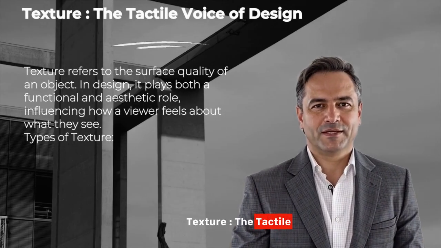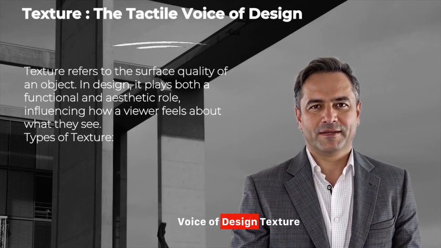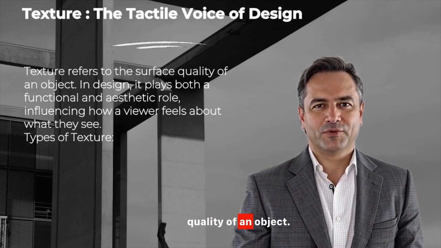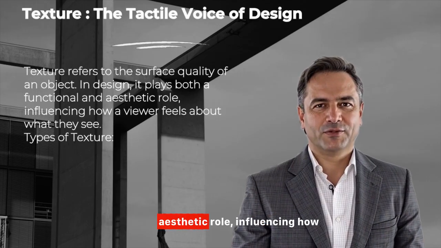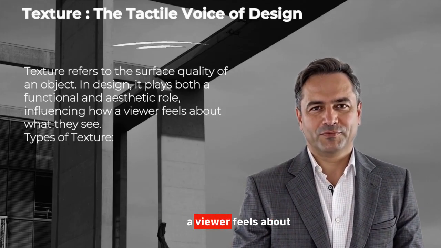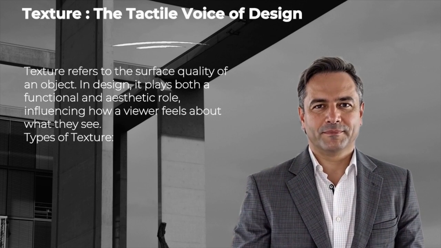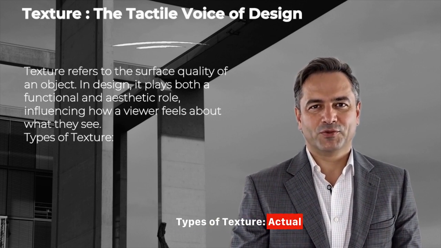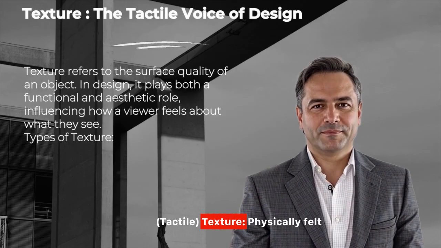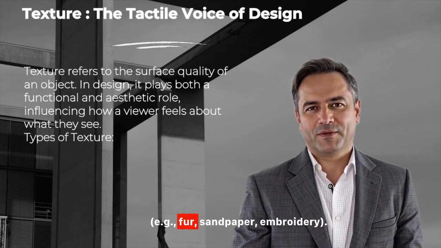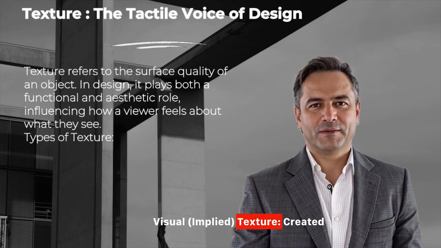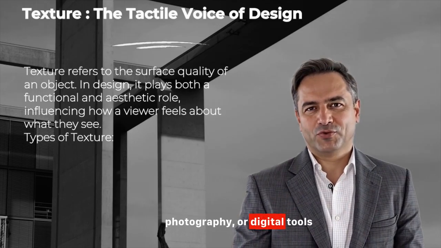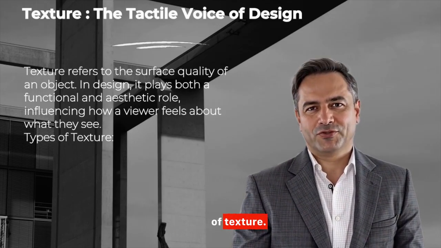Texture, the tactile voice of design. Texture refers to the surface quality of an object. In design, it plays both a functional and aesthetic role, influencing how a viewer feels about what they see. Types of texture. Actual, tactile texture: physically felt, e.g., fur, sandpaper, embroidery. Visual, implied texture: created visually through patterns, shading, photography, or digital tools to simulate the appearance of texture.